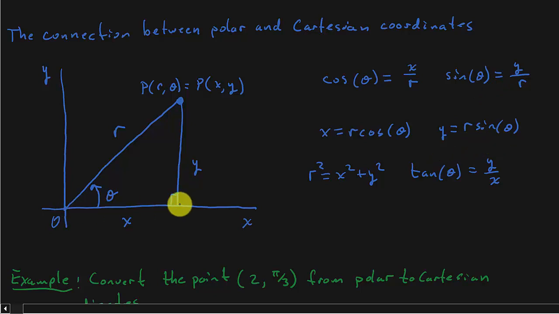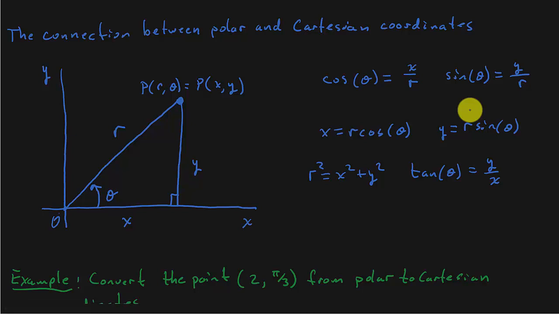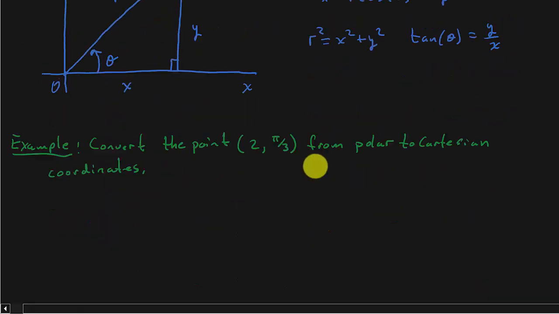And then this is a right triangle, so the Pythagorean theorem tells us r squared is equal to x squared plus y squared. And then we also know that tangent theta is opposite over adjacent, or y over x. So we'll use these to convert from Cartesian to polar, and polar to Cartesian coordinates. All right, so let's look at some examples.